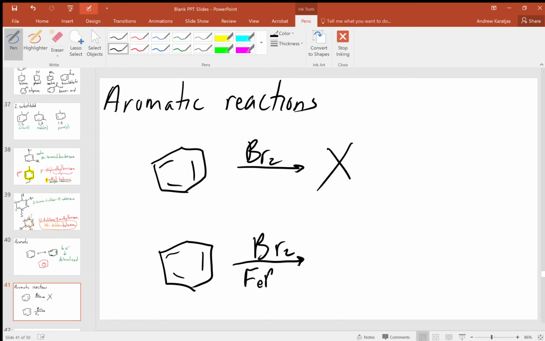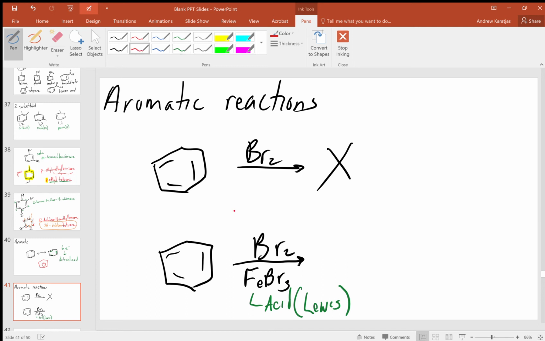So what we need to add here for this reaction to take place is something like iron bromide. Now there are other substances you can use as well, but the purpose of iron bromide is it functions as an acid. And clearly you can tell it can't be a Bronsted-Lowry acid here because it doesn't have any hydrogens. So it's functioning as a Lewis acid.